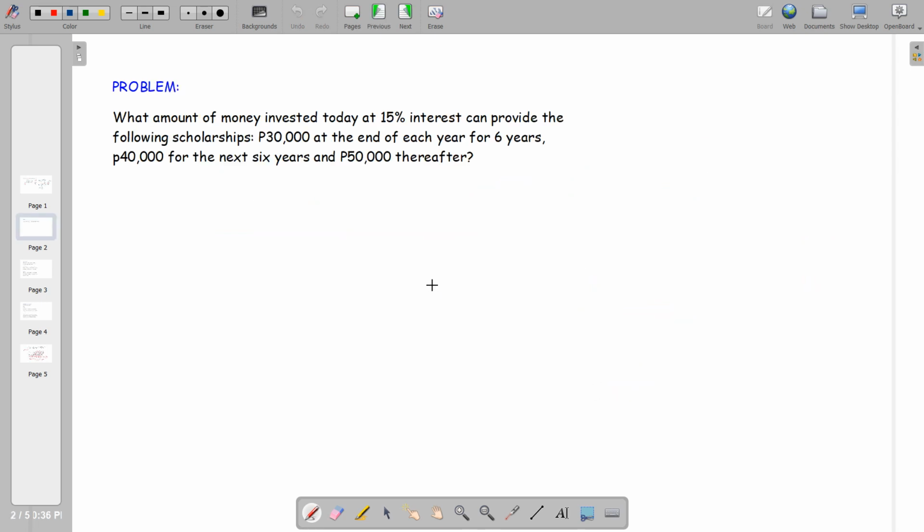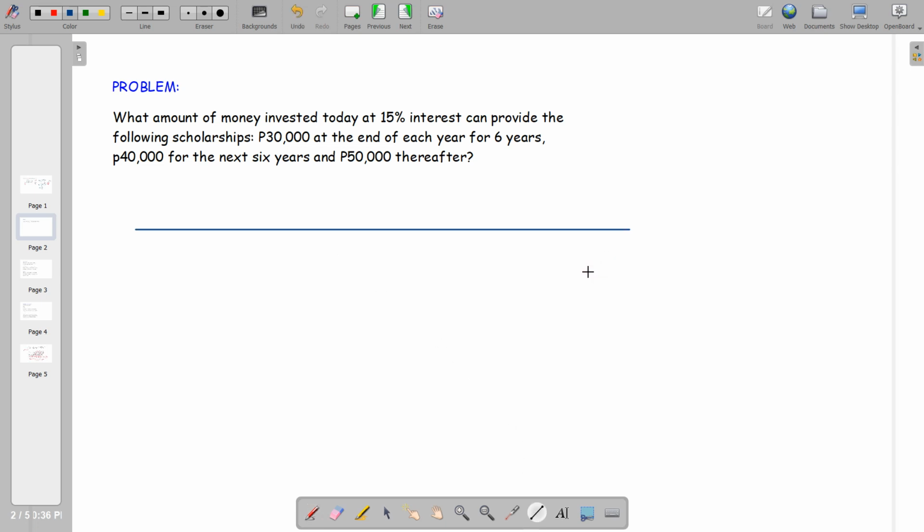So let us try this problem. What amount of money invested today at 15% interest can provide the following scholarships? We have 30,000 pesos at the end of each year for 6 years, and then 40,000 for the next 6 years, and then 50,000 pesos thereafter. So we just place that into the cash flow diagram.